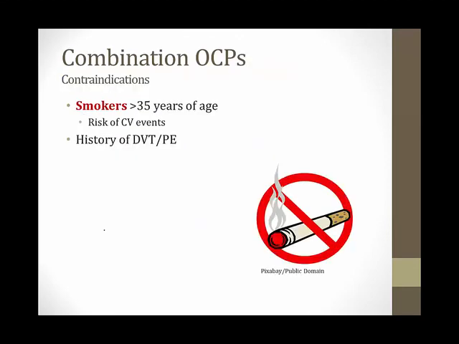There are two absolute contraindications to oral contraceptive pills, and those both relate to the risk of thrombosis. So in smokers who are over 35 years of age, oral contraceptive pills are contraindicated. This is because the risk of cardiovascular events and thrombosis is too high. In addition, women who have a history of a DVT or a PE also cannot take oral contraceptive pills because the risk of a second thrombosis is too high. And that concludes our module on the female reproductive hormones.